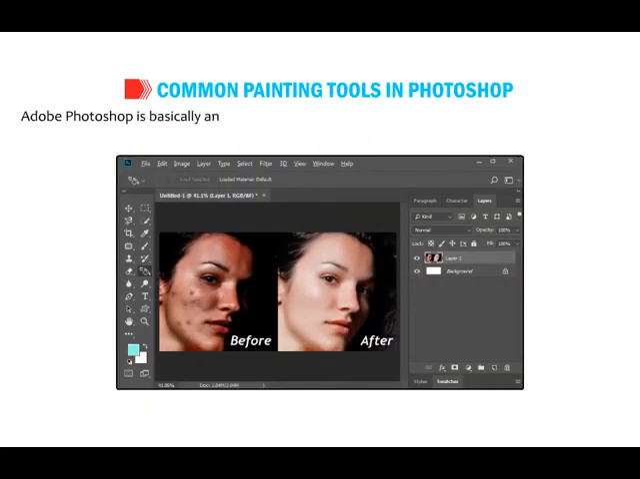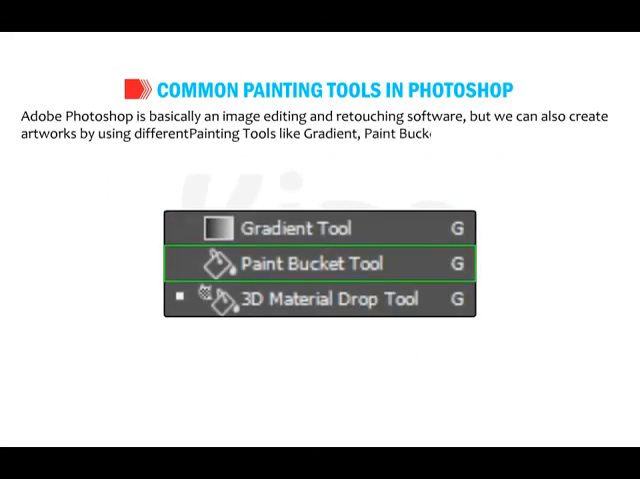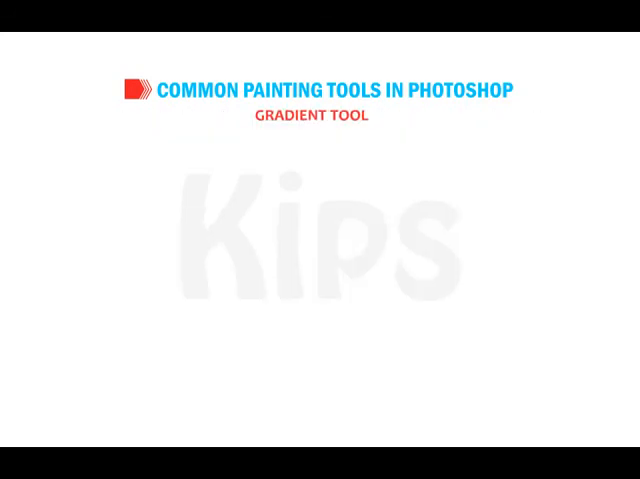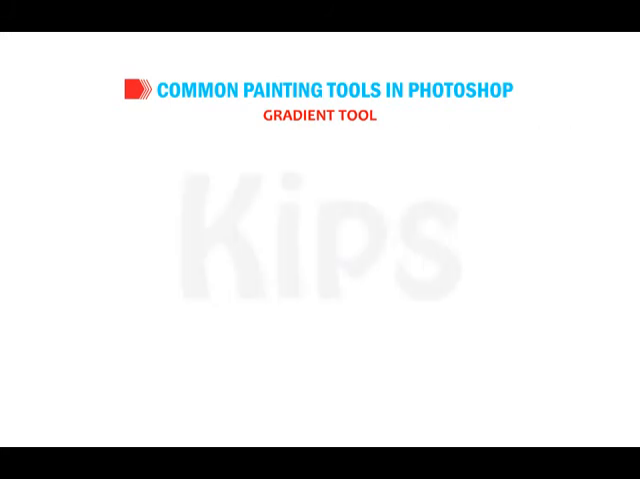Adobe Photoshop is basically an image editing and retouching software, but we can also create artworks by using different painting tools like gradient, paint bucket, 3D material drop tools, etc. Gradient tool. The Gradient tool allows you to fill an area with a range of colors in a specified pattern. It creates a blend of two or more colors. Gradients of color can be filled with linear, radial, angle, reflected and diamond gradient.